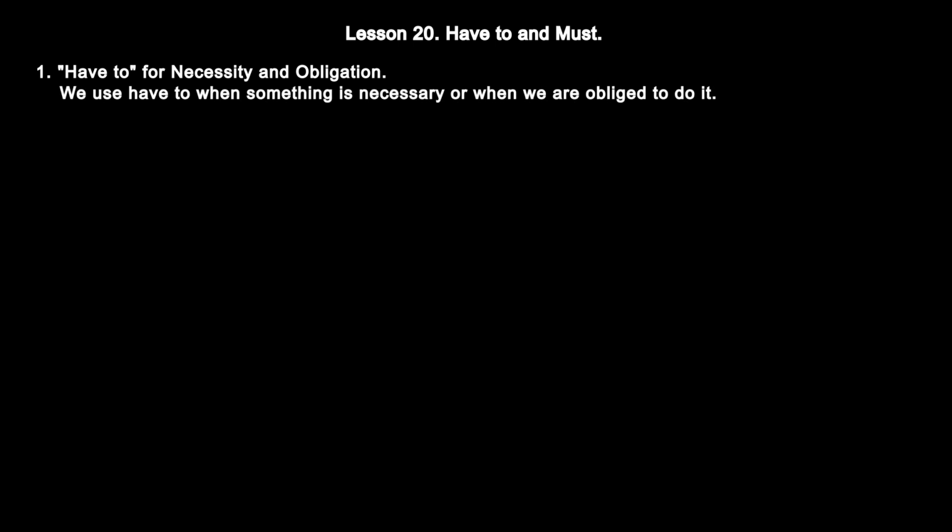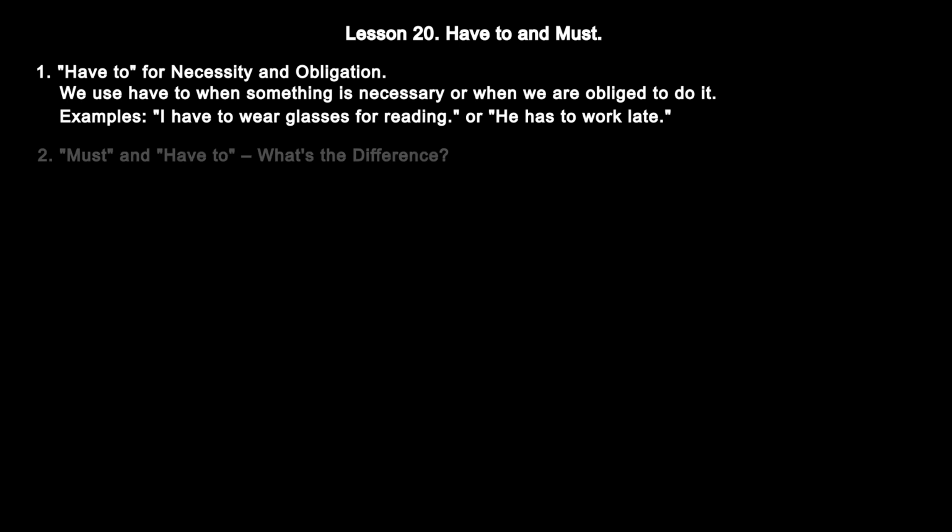Lesson 20. Have to and must. 1. Have to for necessity and obligation. We use have to when something is necessary or when we are obliged to do it. Examples: I have to wear glasses for reading, or he has to work late.